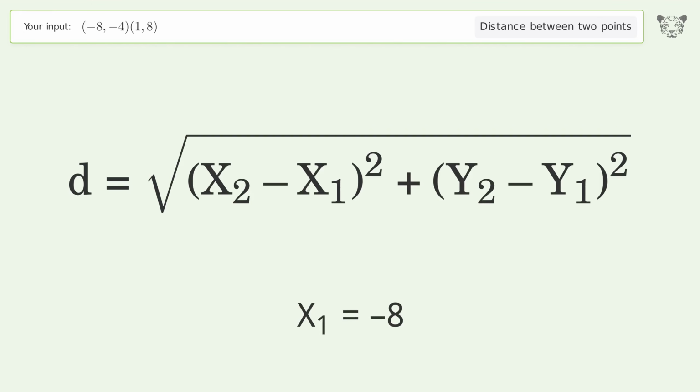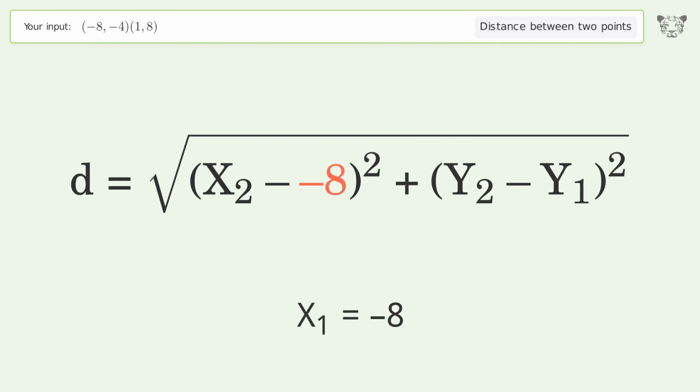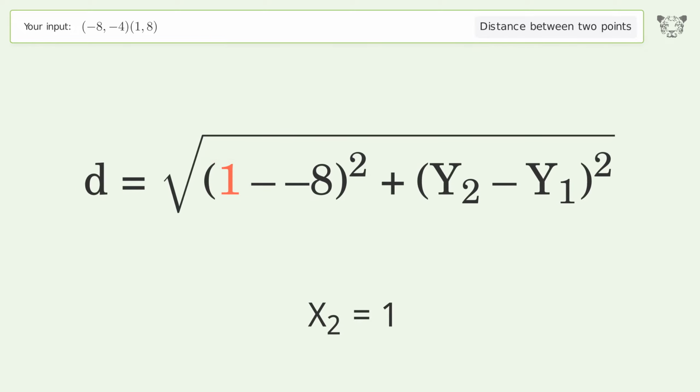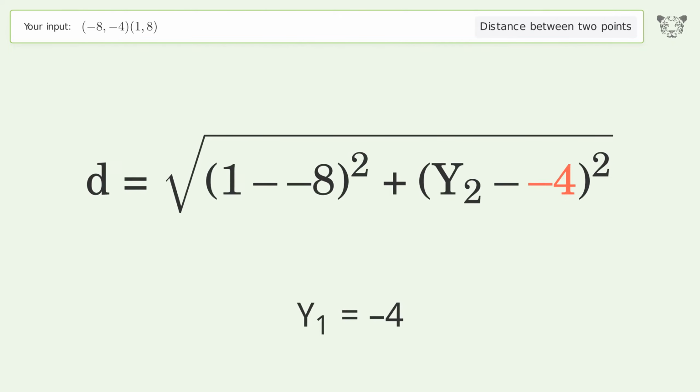x1 equals -8. x2 equals 1. y1 equals -4. y2 equals 8.